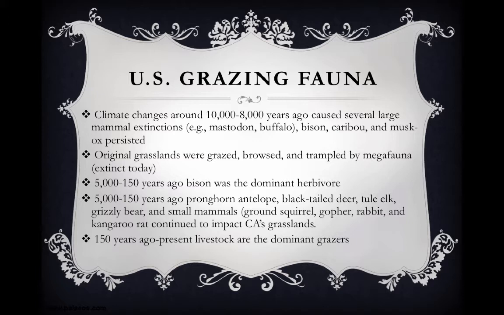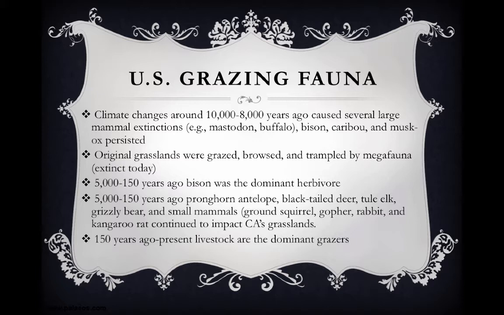And so the original grasslands in the western part of the US were grazed, or were browsed if shrubs were present. And then they were trampled by these megafauna or these very large herbivores that are now extinct today. Anywhere from about 150 to 5,000 years ago, bison actually ended up being the dominant herbivore. And so keep in mind that is bison, it's not buffalo. Bison is what we have here in North America. Buffalo we see in other continents, specifically in Asia and India.